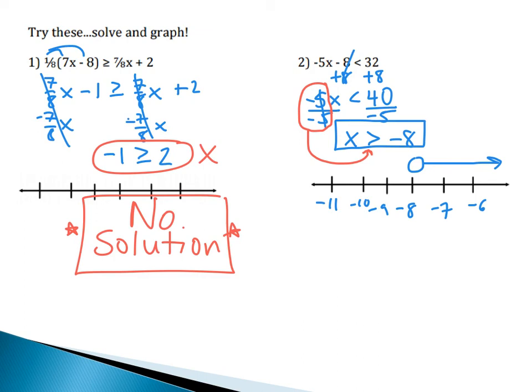All right, let's take a look at the first one now. Here we go. Our solution, first thing you had to do is distribute 1/8 to 7x and minus 8.